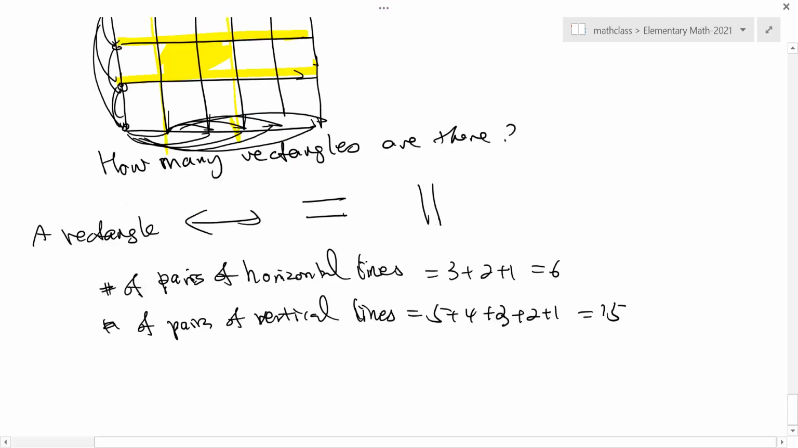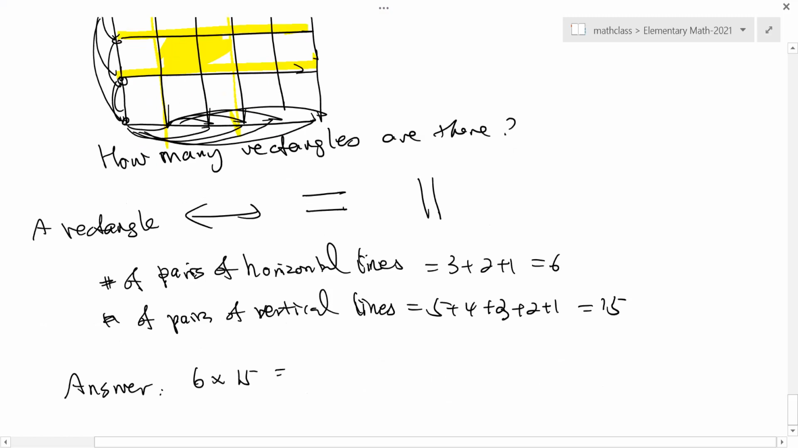Okay, so the answer is the number of combinations will be 6 times 15. So how to do that? 6 times 15, it's 90. All right, 90 is the correct answer. So that's 90 different rectangles.